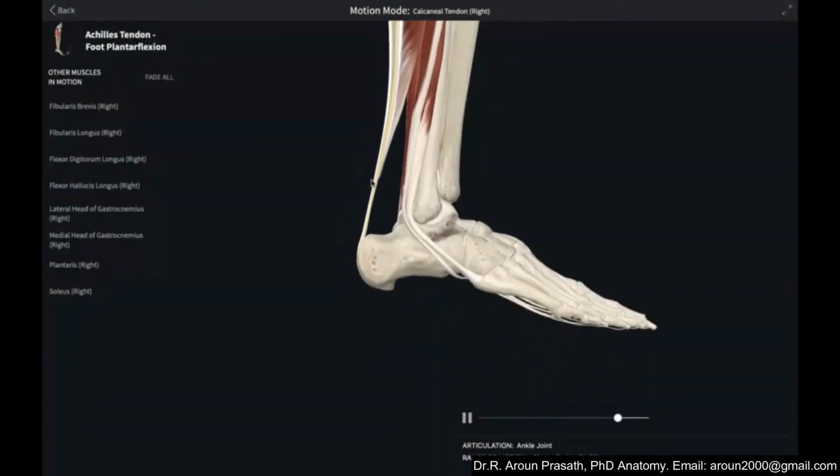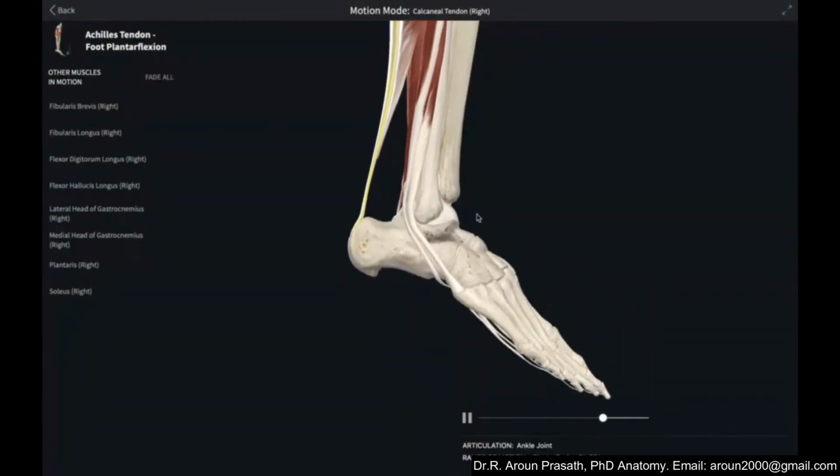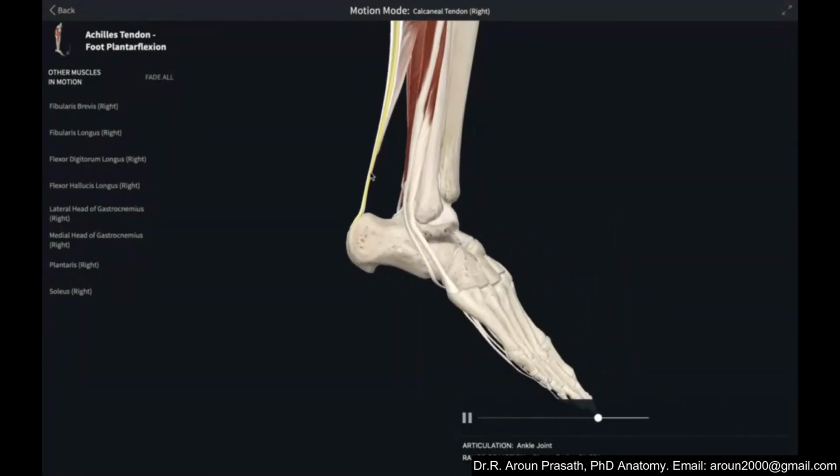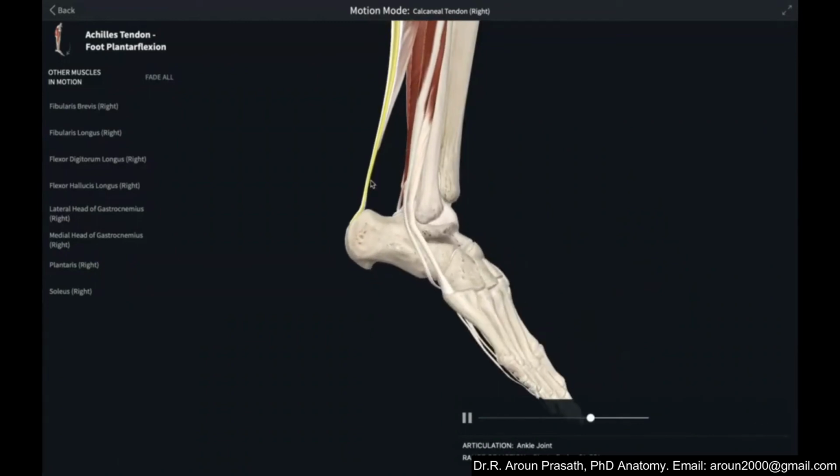When you walk, this muscle has to contract. So if this tendon is cut, you cannot stand. Your ankle joint will bend forward and you will fall down. So this tendon is very important for standing and walking. In a sports injury, if this tendon is cut, the person is bedridden and cannot stand anymore. So know the importance of the Achilles tendon.